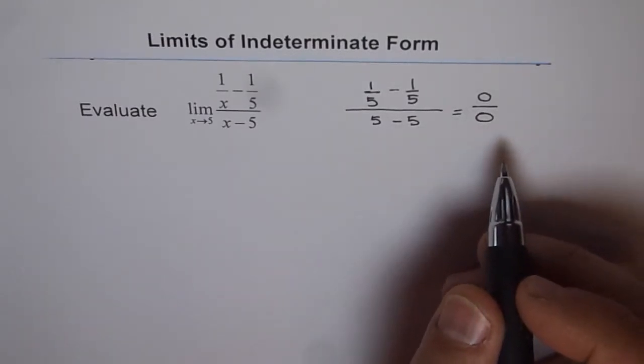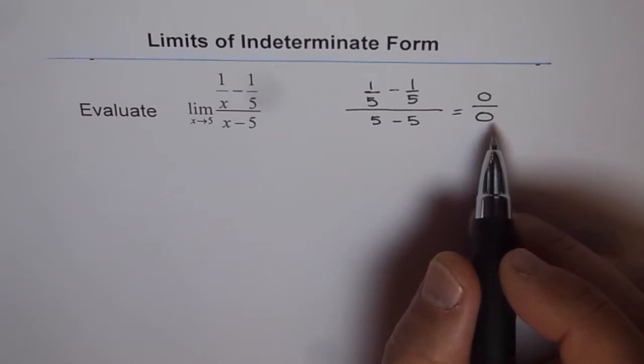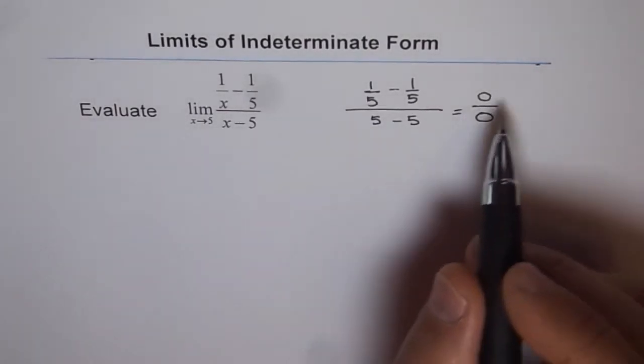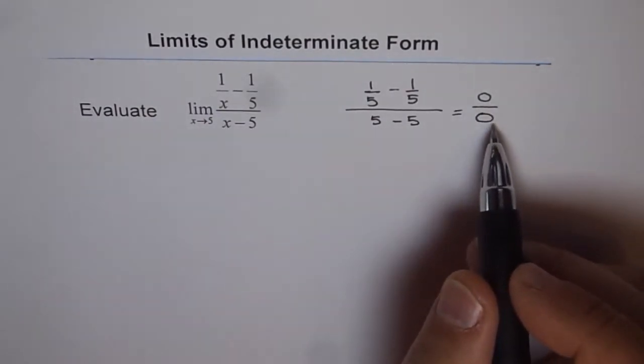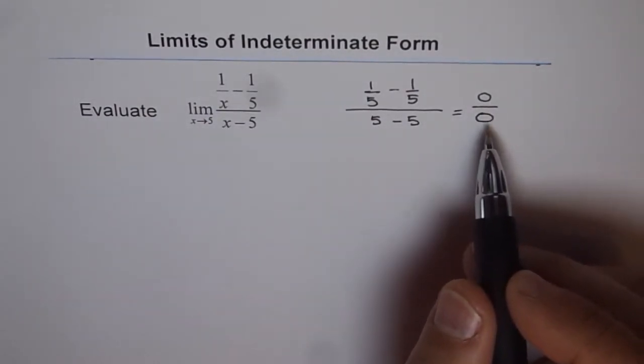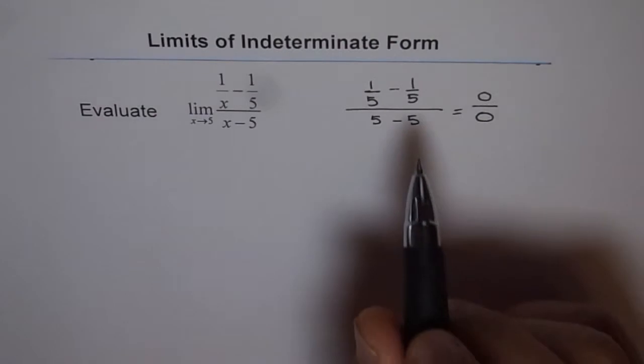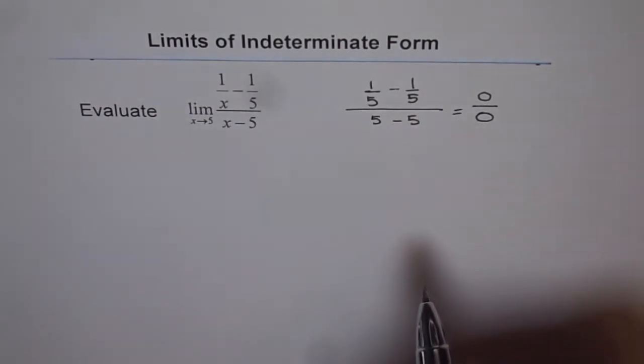Okay? Now that gives us an idea that we do have a factor x − 5 in both the numerator and the denominator, and that is the reason that we are getting 0 and 0 in both. Now we'll simplify this function so that we can eliminate that common factor from both numerator and denominator. That's the strategy, okay?